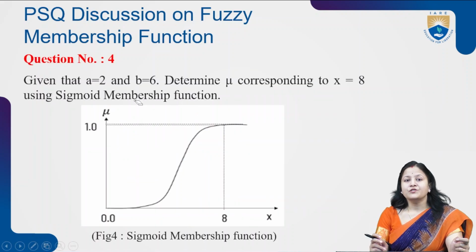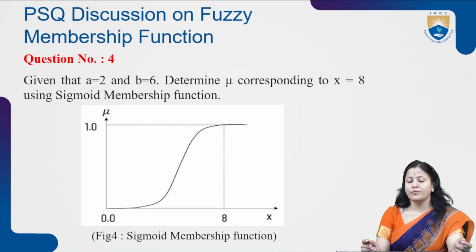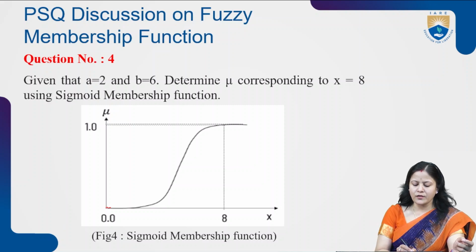0.9459. Now another question: given that a is equal to 2 and b is equal to 6, determine mu corresponding to x equal to 8 using the sigmoid membership function. Basically, the sigmoid membership function is used for classification work in machine learning, especially in logistic regression. Here, as per logistic regression, we will find out what the membership value would be if a value is given and b value is given, for any value of x. At this point the membership value is 0, and at the point when x is equal to 8, the membership value is equal to 1.